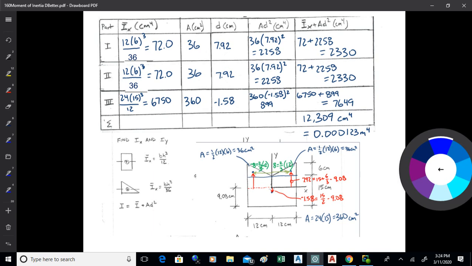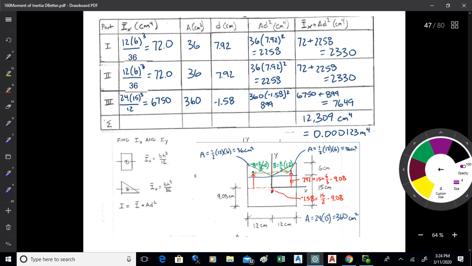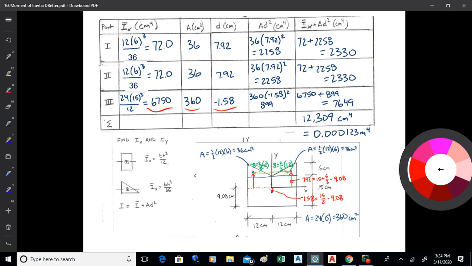Now the rectangle, its base is 24 and its height is 15. So 24 times 15 cubed over 12 is 6750. Okay, then we can get the area. We already got that. It's 360. The distance we already got is negative 1.58. So square the negative 1.58 and multiply it by the 360, you get 899. Now notice the negative goes inside the parentheses. So when you square, that negative goes away. The signs on these offsets for moment of inertia don't really matter because you square them.